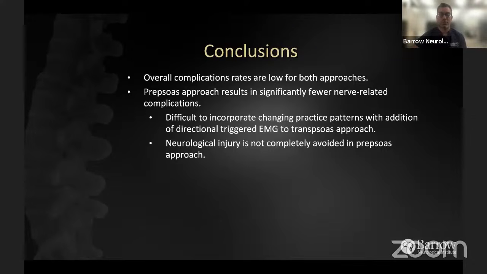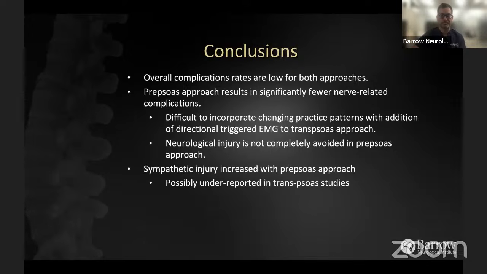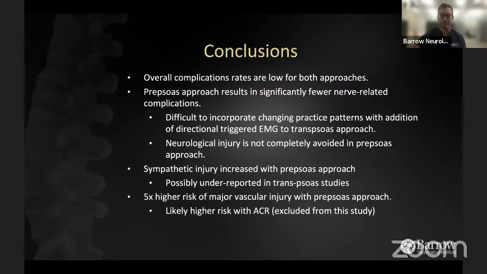But it's also important to note that neurological injury was not completely avoided in the pre-psoas approach. That still requires dorsal retraction of the psoas muscle if you're trying to place the interbody in an orthogonal plane. And the studies do show that there still are some neurologic deficits related to that. Sympathetic injury was increased with the pre-psoas approach. There were none reported in the trans-psoas studies. It's possible it's just being underreported.